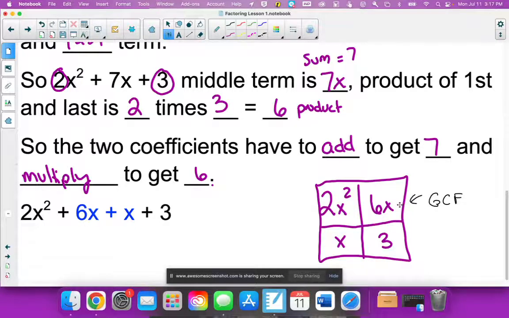Figure out what they have in common to give us our width. So 2x squared and 6x has to be 2x. Okay, so now find the length that goes with that width to get us our area. That has to be x, and that has to be a positive 3.